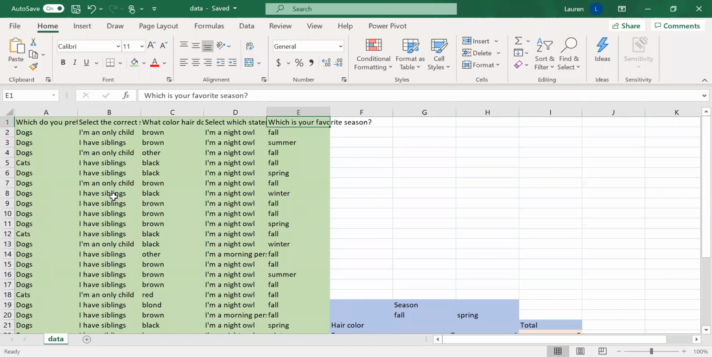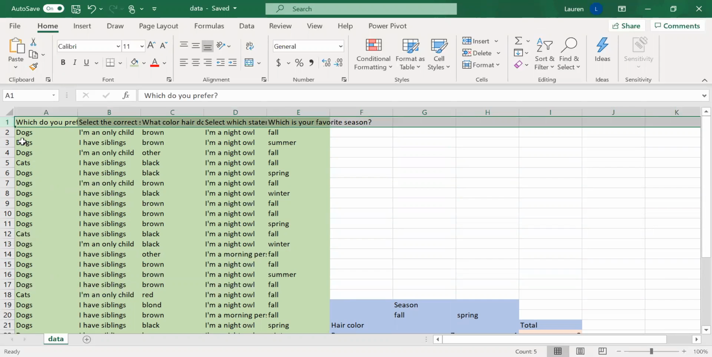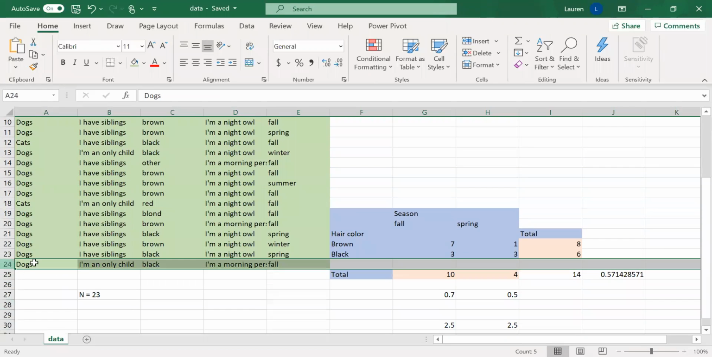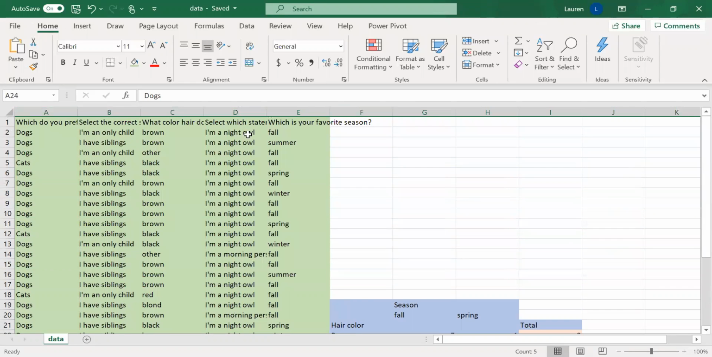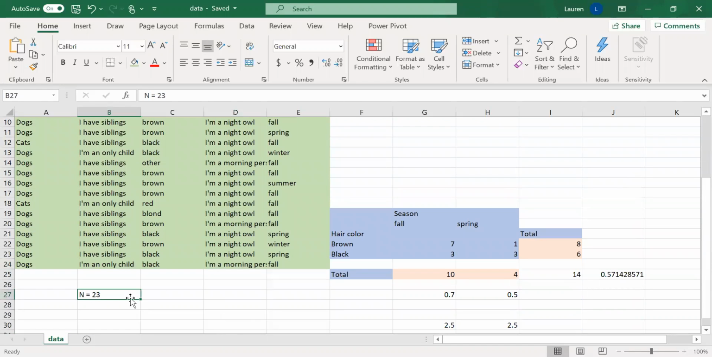First, we look to see what is our total sample size or the total number of responses for participants. So our first row is our questions, and our data, which I highlighted here in green, goes down to row 24. So we need to subtract 1 for the row for questions. So we have a total sample size or a total number of participants of 23. A lot of times you'll see that written as N equals 23. So total number of participants, total N of 23.